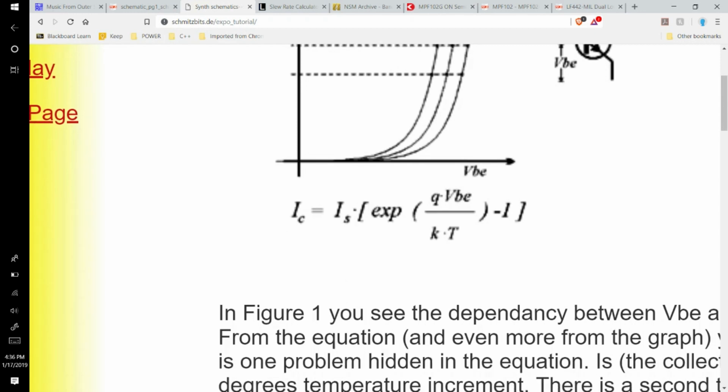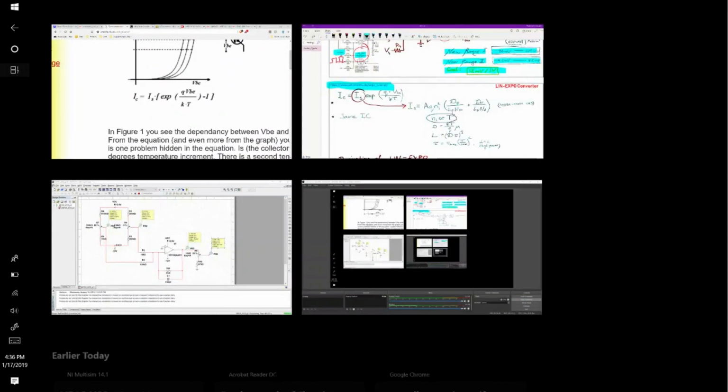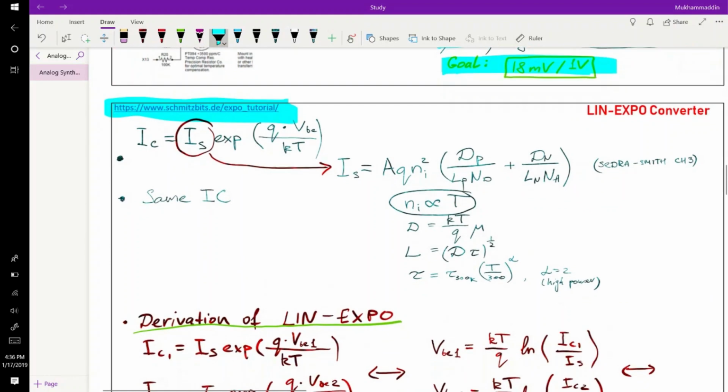And to kind of emphasize this relationship about the BJT performance and temperature, let's look at the formula. There are two temperature dependent relationships. Number one, this IS, this saturation current. If you look at the formula of how to derive it, let me find that. I think I prepared it here. Okay, so this current IS, the formula is given as such.